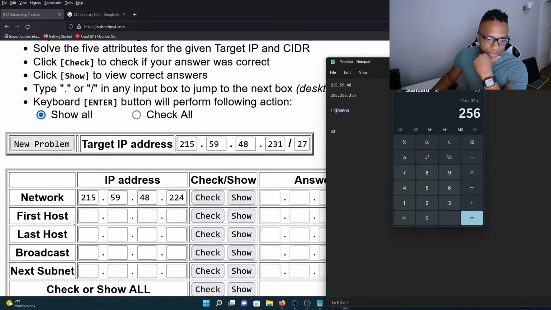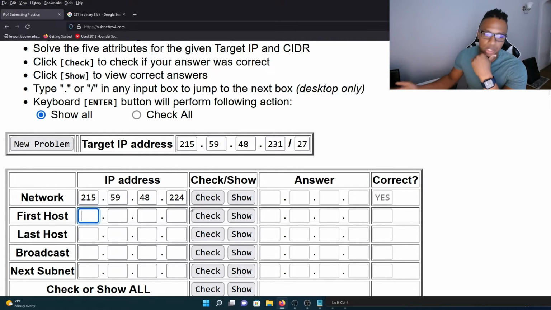Anyways, so now we have to find the first host. The first host, just keep this in mind, is 1 above the network address. So what's going to be 1 above the network address, if you can guess?